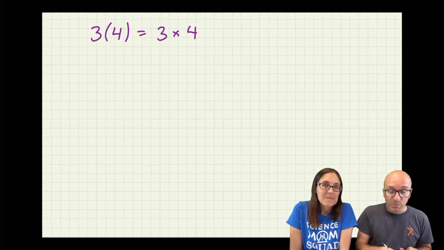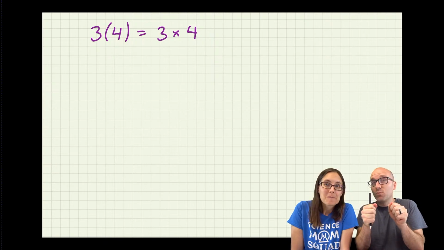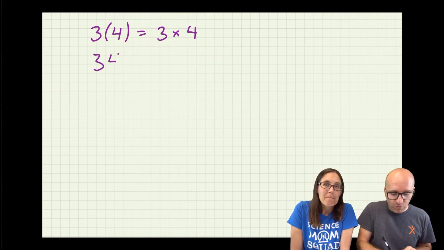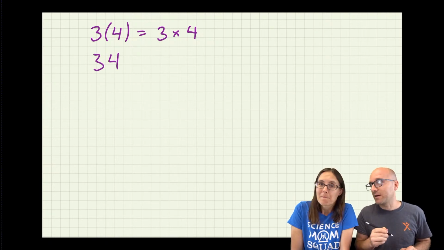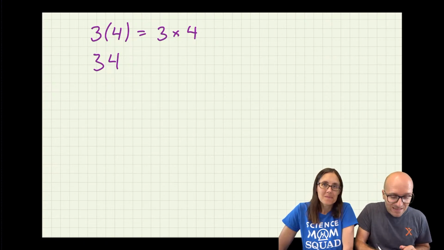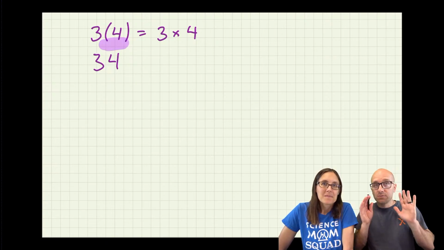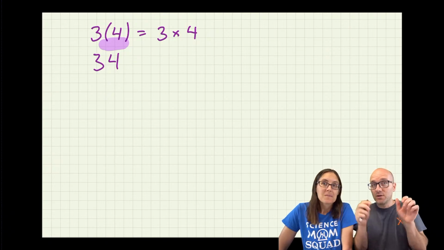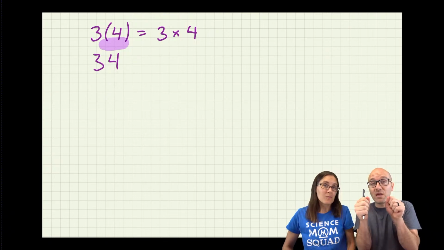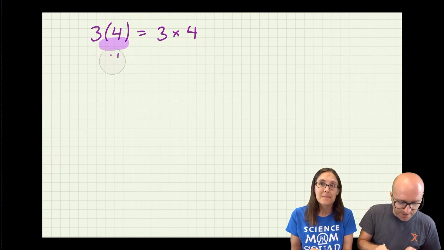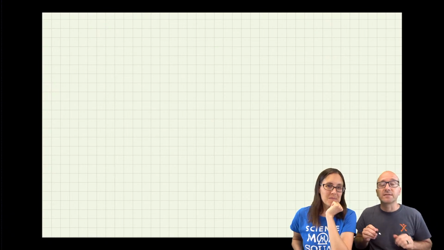So when we stick two numbers next to each other, we're usually multiplying them. Now, of course, if I wrote 34, that doesn't mean 3 times 4. That's the number 34 that we know and love. That's why there had to be parentheses up above. But super important idea: if two numbers are next to each other and one of them has parentheses around it, that means we're going to be multiplying them. Good correction there, Science Mom.